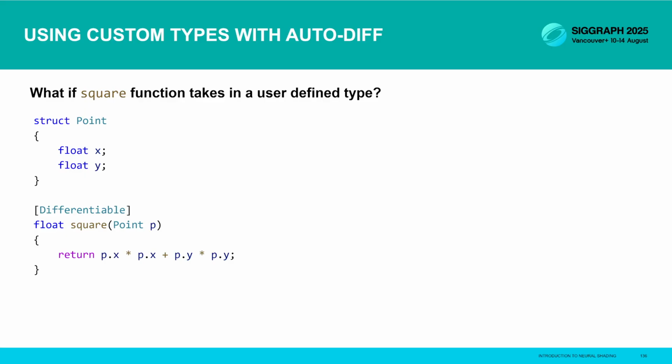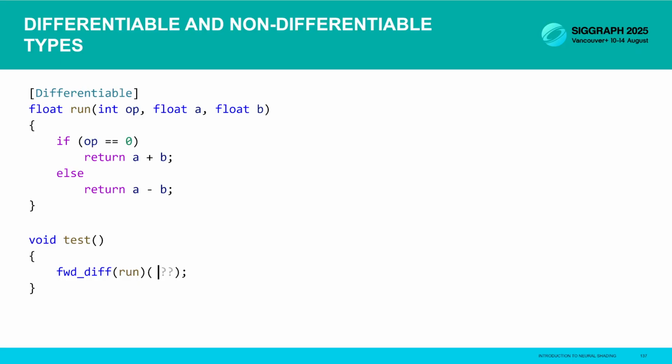With the basics covered, let's take a look at how Autodiff works with other existing language features. At this point, you may be wondering, how does this work with my own struct types? For example, what happens if, instead of taking x and y as floating point inputs, we modify this square function to take a custom type called point here? For that, Slang introduces the concept of differentiable types and non-differentiable types.